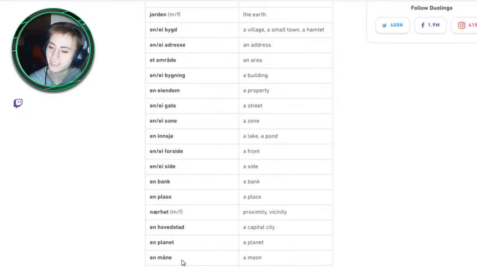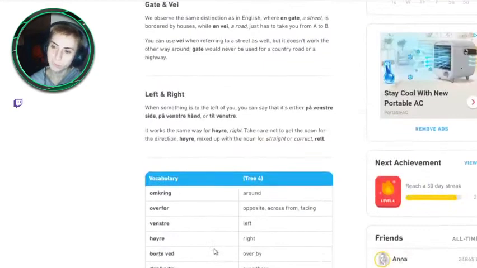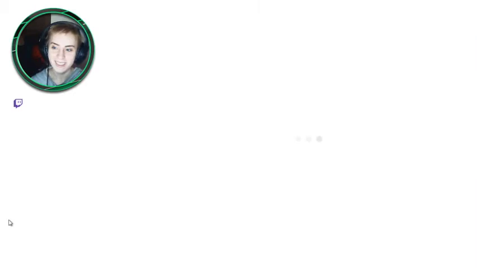But I have a quick fix. So the owl's name is Månen, which means the moon. Maybe I should have just left it Måne. But too late now. It's already published.